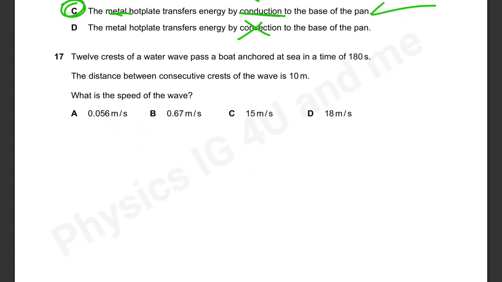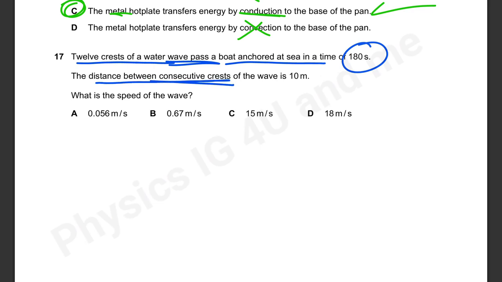It says 12 crests of water wave pass a boat anchored at sea in a time of 180 seconds. So 12 crests pass the boat, it means there are 12 waves passing the boat in a certain time. Now they say the distance between consecutive crests of the wave is 10 meters. This will be the wavelength, lambda. What is the speed of the wave? They want the speed of the wave.